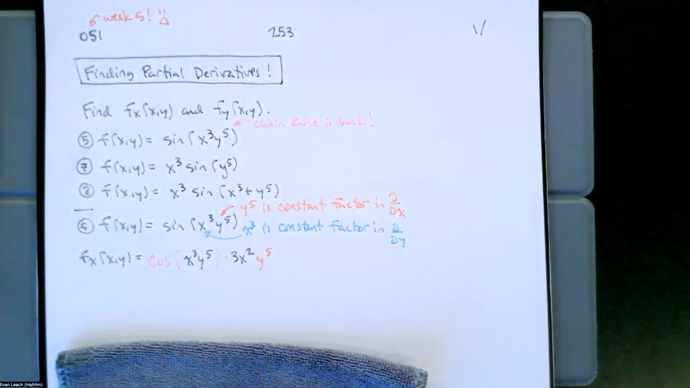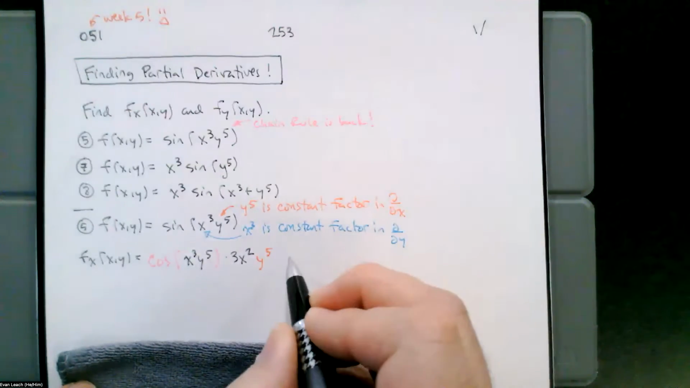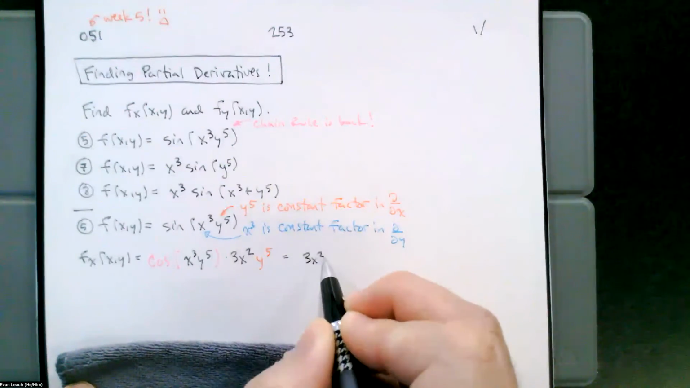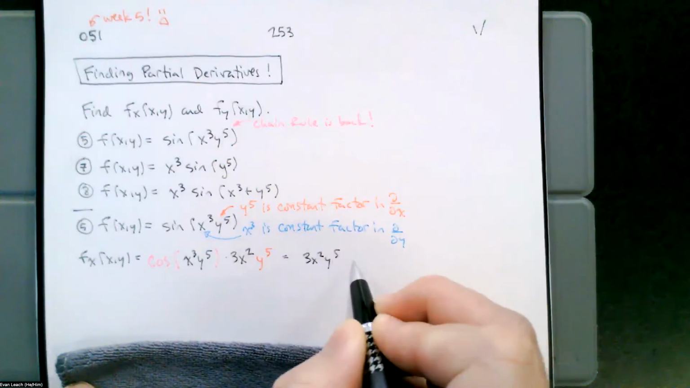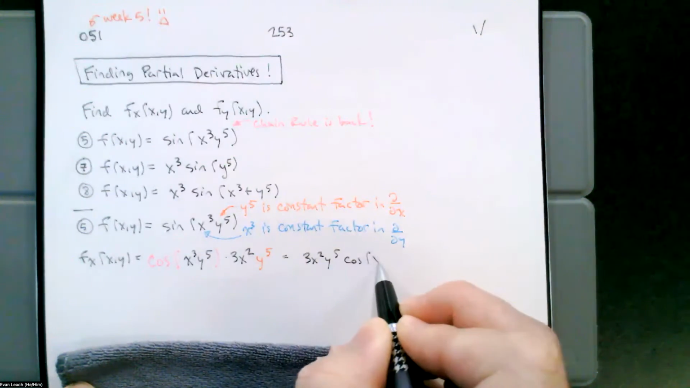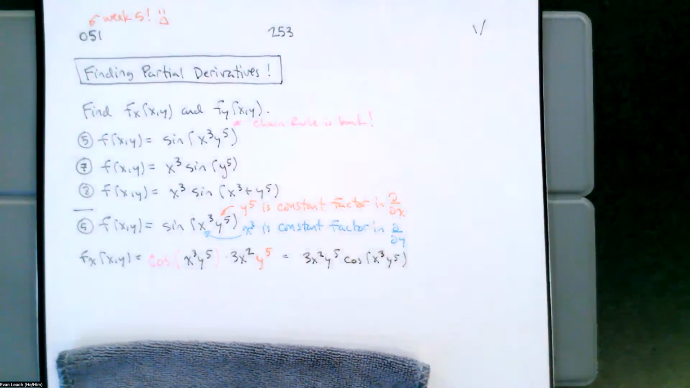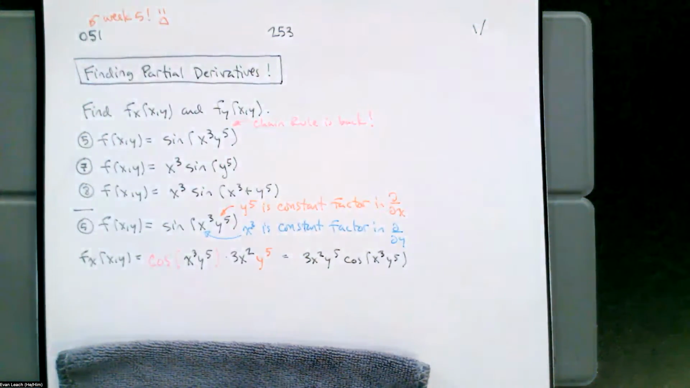This is not how we would write this with the polynomial part at the end, where it might get confused as part of the argument of the cosine. So in writing our answer, we would want to write the 3x squared y to the fifth part first. That would be a better order for writing things down.